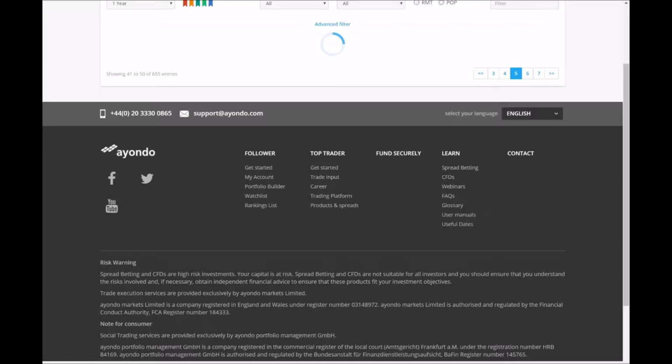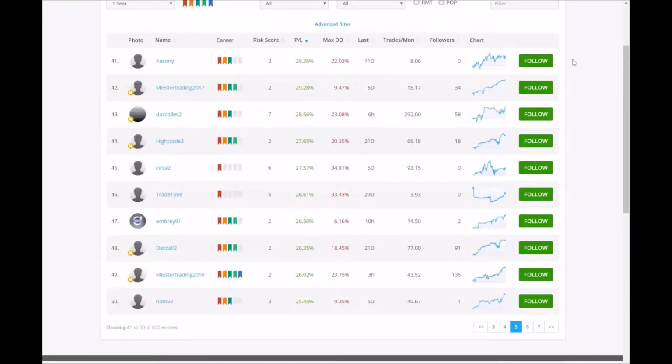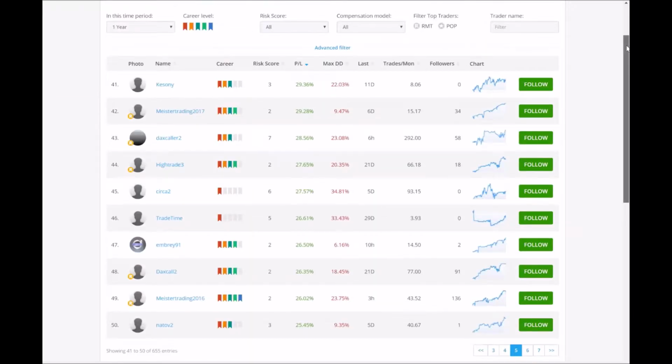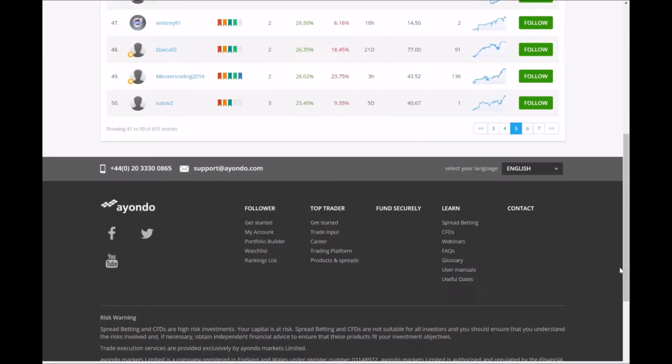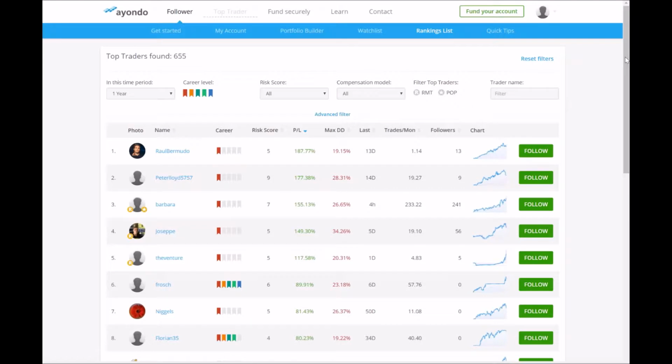Let's just jump forward to page number 5. Here we go. We have, down here, maybe a slightly more realistic return. The 41st best performer is Cassoni, and up still a very respectable 29%, so nearly 2.5% a month over the last 12 months. Okay, so that's a really top level view of what we're looking at here: how well they performed over this period.